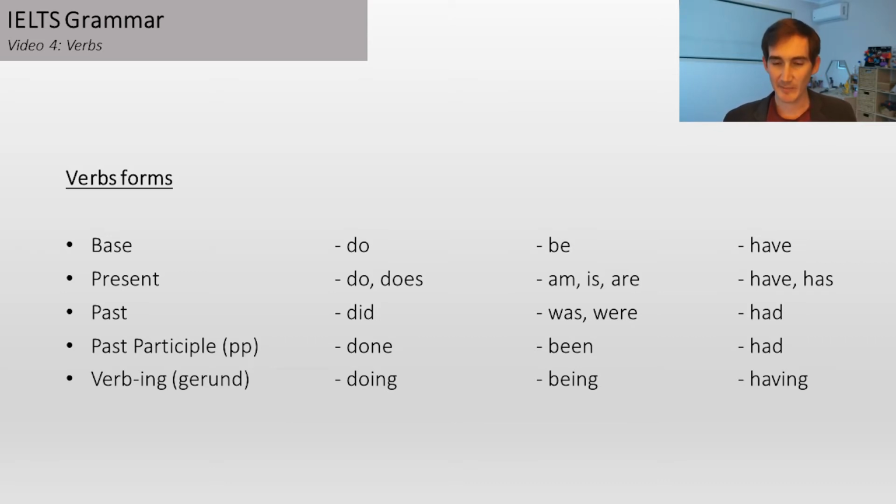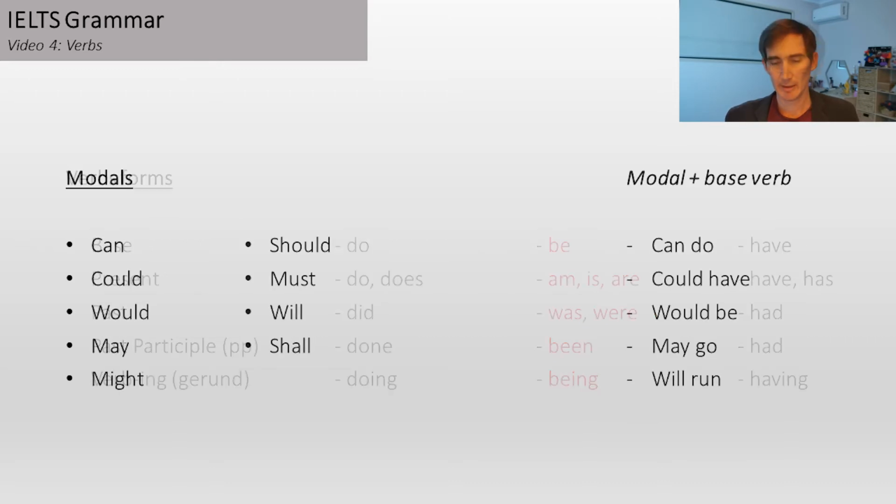Importantly, the be verb has these 5 forms as well. The base of be is be, present am is are, past was or were, PP is been, and ing is being. Now moving on to modals.